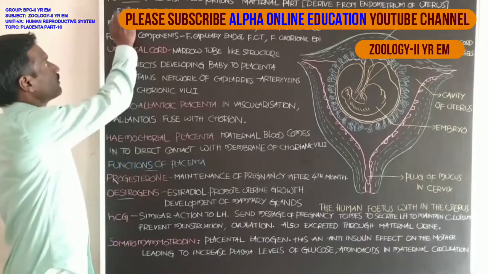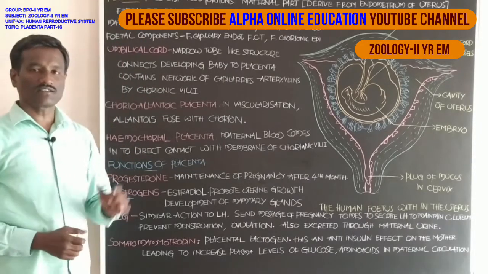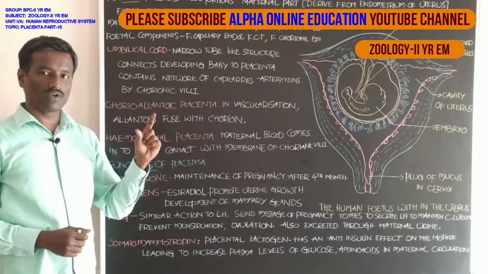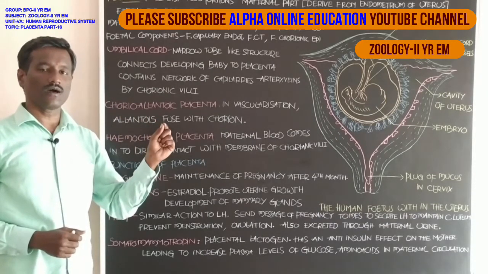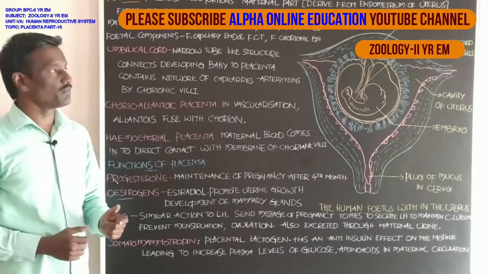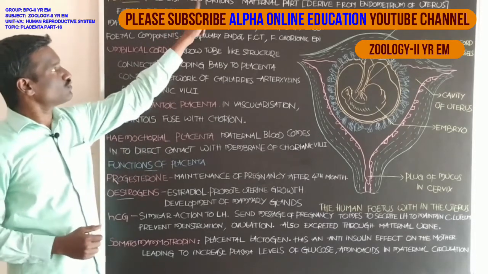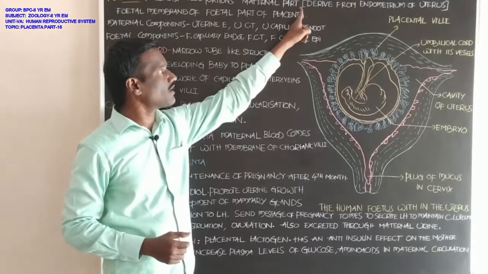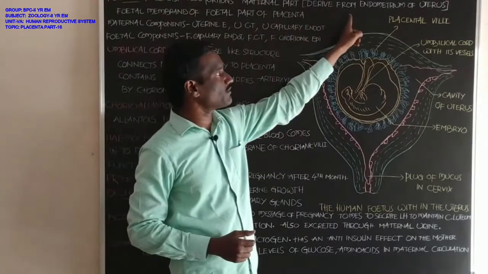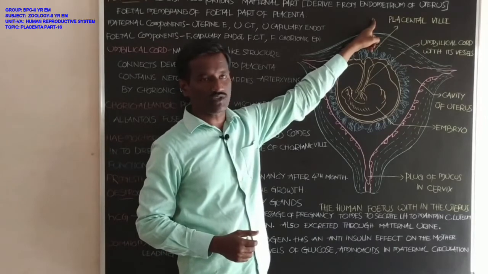Let's now discuss the placenta. The placenta is the organ that forms the connective link between the uterus of the mother and the developing embryo. It consists of two portions. One is the maternal part, which is derived from the endometrium of the uterus.